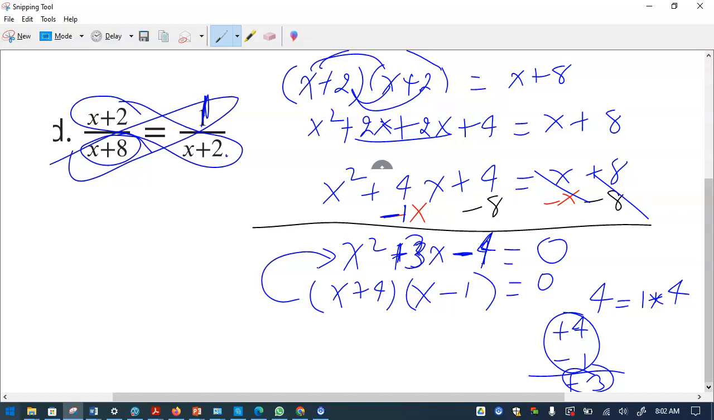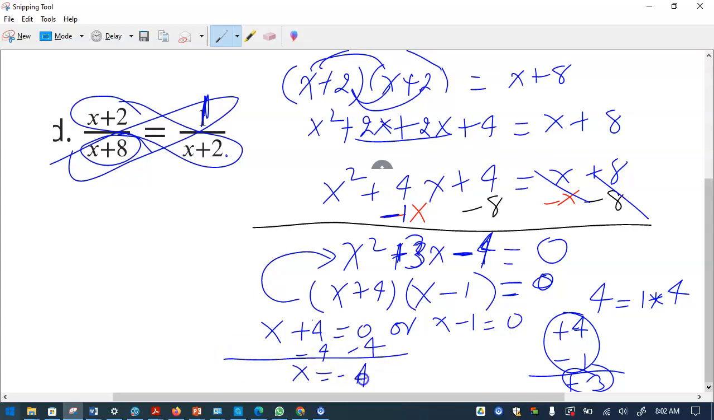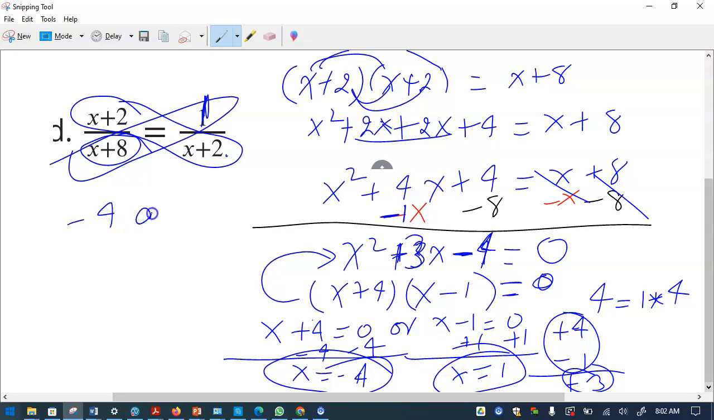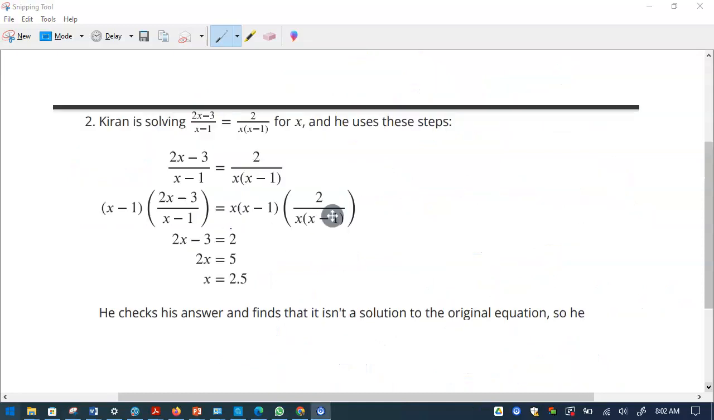So there is a possibility. When this is going to be equal to 0, either the first parenthesis is 0, or if that's not the case, then the second one is 0. Then you subtract 4, you get x equals -4. This is where the two graphs meet. Or you add 1 here, you get x equals 1. So the answers are -4 and 1. These are the two places the graphs meet.